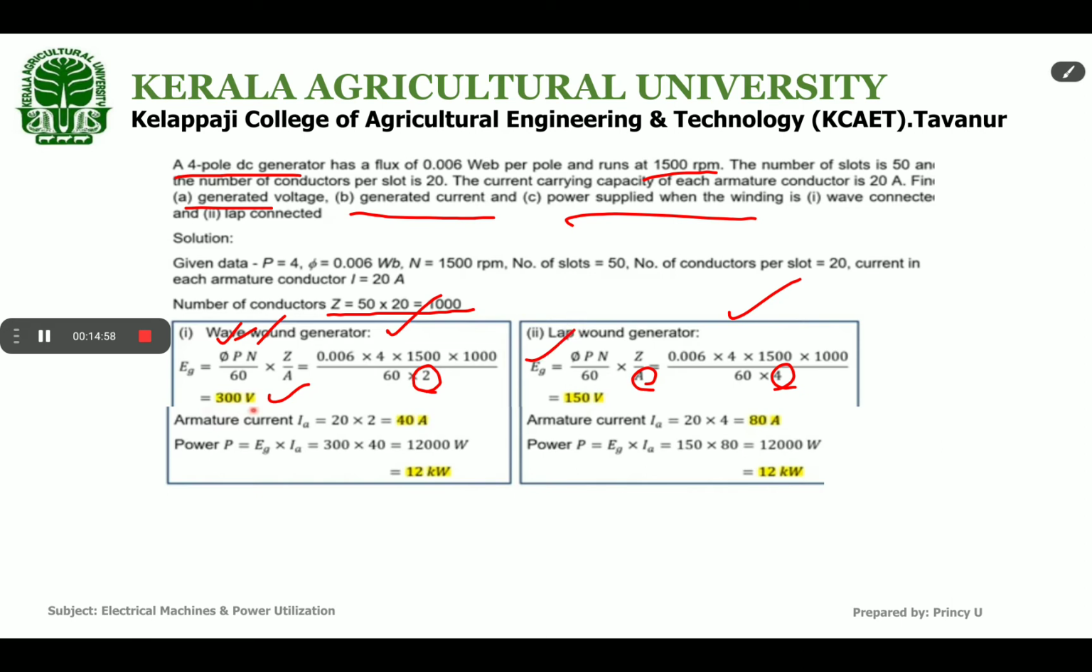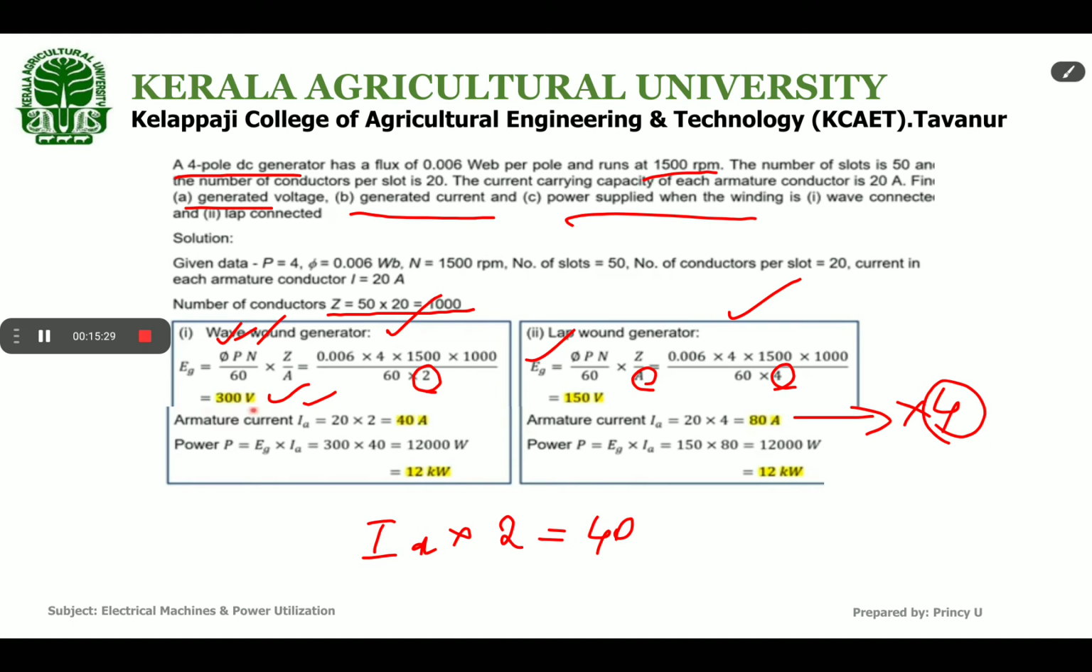Then what is armature current? Ia. Ia is the current given into number of parallel paths. So here it is 2, which for a wave wound it is 40 ampere, and for lap wound you have to multiply by 4, because of number of poles. You have to consider number of parallel paths is equal to number of poles in a lap wound generator. So total armature current is Ia is equal to 20 into 4, 80 ampere.